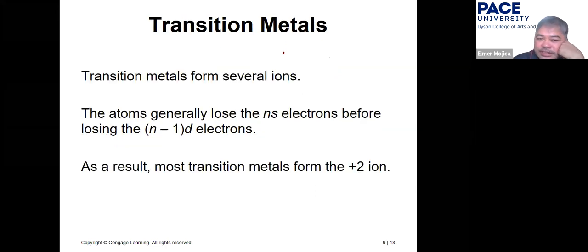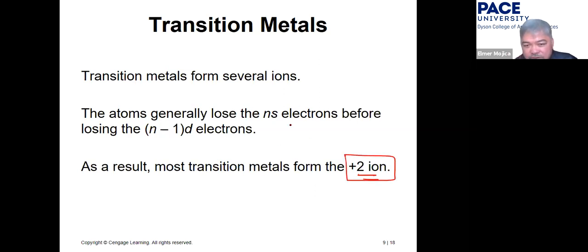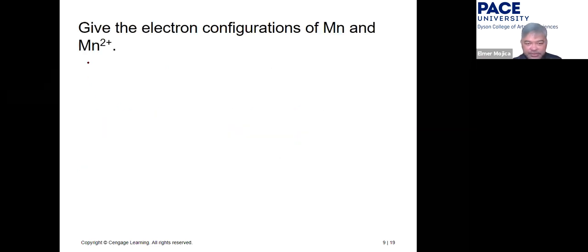Now, transition metals are a little bit complicated, but if you look at them, most of them have a positive 2. The explanation is that the electrons lost are from the s orbital, not the d. For instance, if you are asked to give the electron configuration of Mn2+, what is the atomic number? 25. So you could start with 3d5, 4s2, 3p6, 3s2, 2p6, 2s2, 1s2.